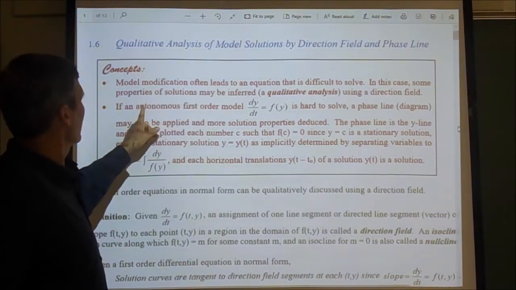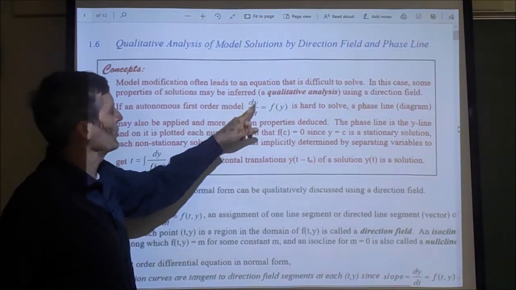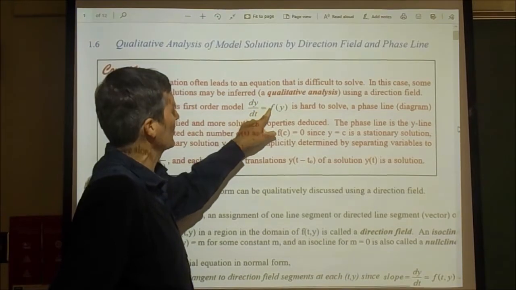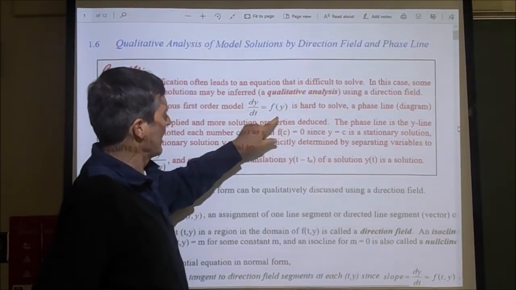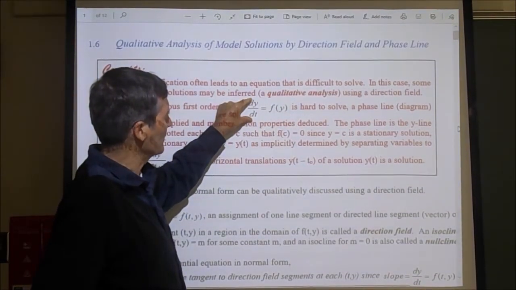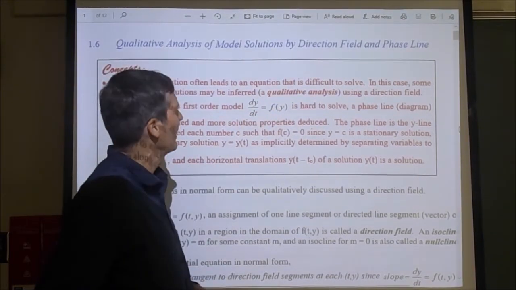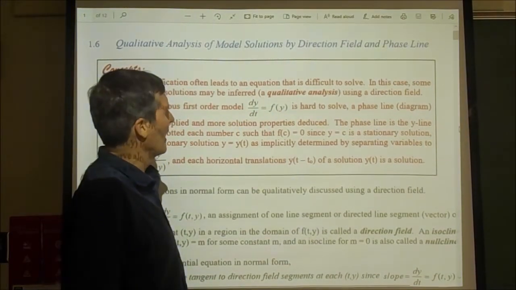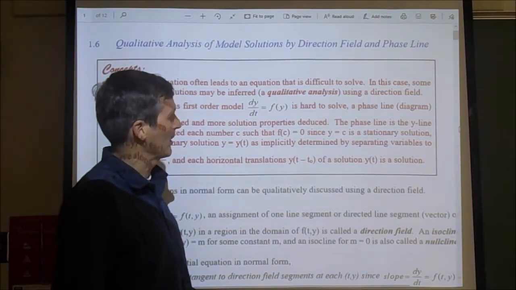If it's difficult to solve, and it's an autonomous equation, remember autonomous equation means dy/dt = f(y), the dependent variable alone. No t over on the right hand side. You put it in a normal form, first derivative on the left by itself, equals f(t, y). If t isn't there, then it's autonomous. In this case, you can do what's called a phase line diagram.